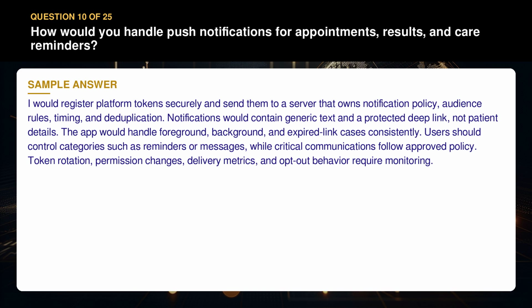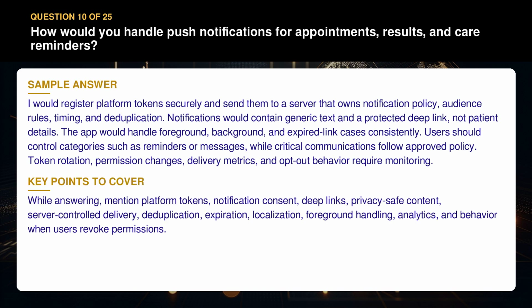Users should control categories such as reminders or messages, while critical communications follow approved policy. Token rotation, permission changes, delivery metrics, and opt-out behavior require monitoring. While answering, mention platform tokens, notification consent, deep links, privacy-safe content, server-controlled delivery, deduplication, expiration, localization, foreground handling, analytics, and behavior when users revoke permissions.